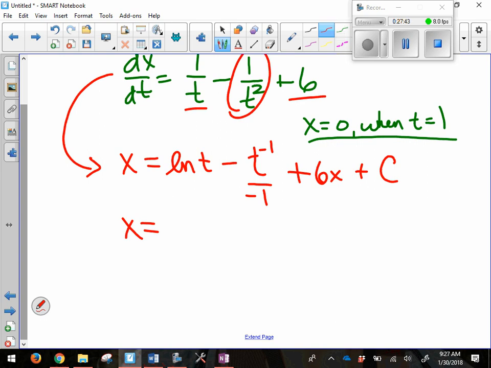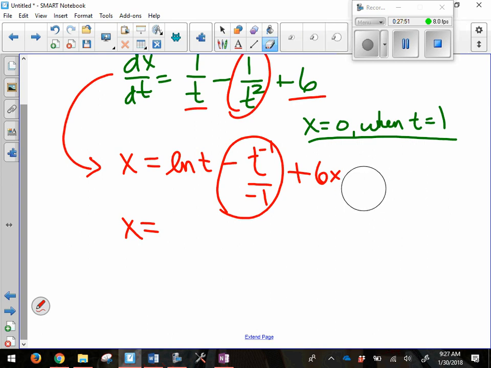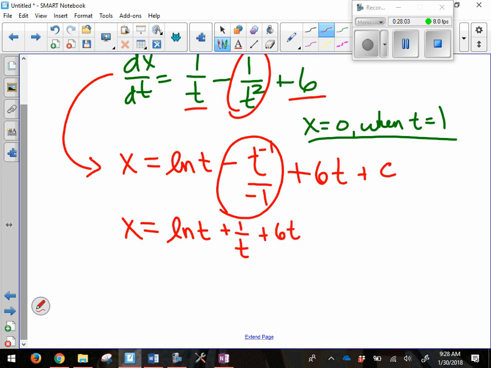So I'm going to rewrite this because, of course, this is annoying me to no end. What did I do wrong? Yes, it should be 6t. Good call. Okay. So this is going to give me the natural log of t plus 1 over t plus 6t plus c. And that, as I said before, is the general solution.